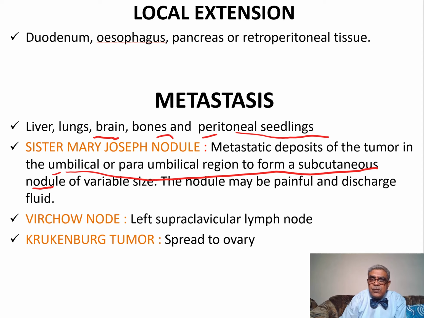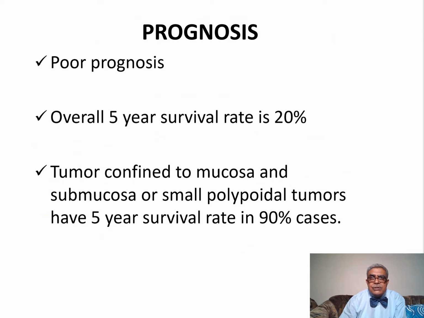Then there is the Virchow node, that is metastasis to the left supraclavicular lymph node. Then Krukenberg tumors, that is bilateral spread to the ovary. Poor prognosis: the overall 5-year survival rate is 20% of cases. When the tumor is confined to the mucosa and submucosa, or presents as a polypoidal mass, the 5-year survival rate is seen in 90% of cases.